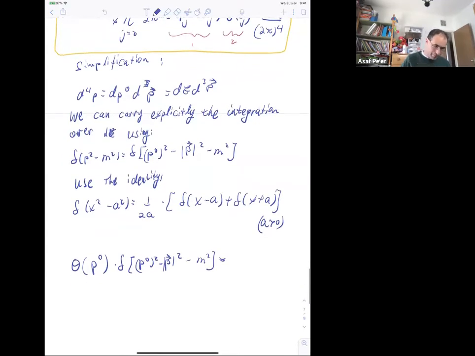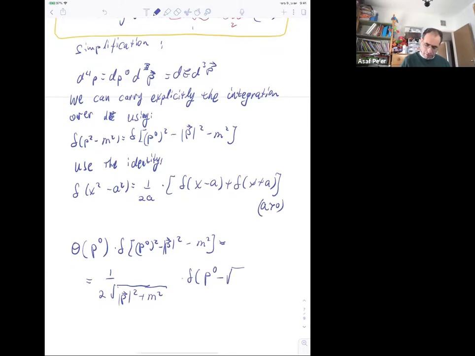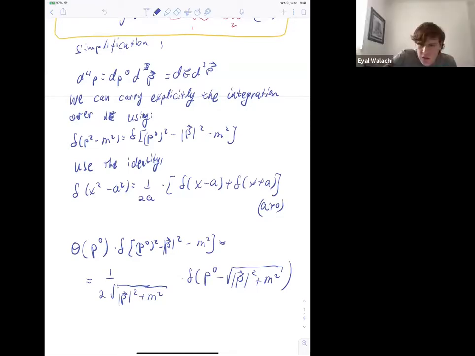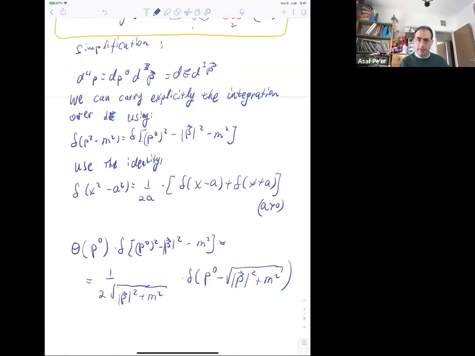This is equal to 1 over 2 square root of P vector squared plus M squared, times delta of P zero minus square root of P vector squared plus M squared. Now, what happens to the second term in the delta? The theta takes care of it. The theta killed it, right? Because it has a negative energy. Here, P0 is equal to the square root of P squared plus M squared. And the other term is P0 equal to minus the square root of P squared plus M squared. So this is negative, so the theta function killed it, okay?